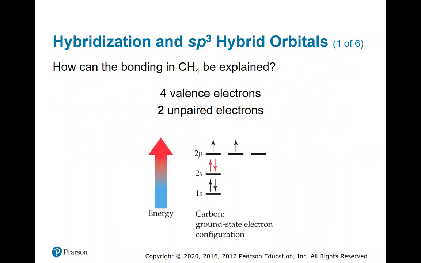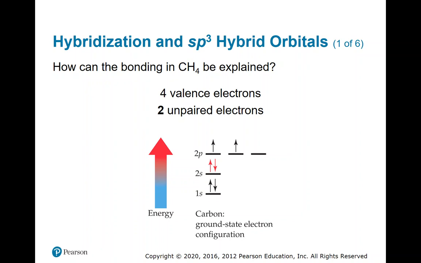So to invoke the bonding in methane, if we look at the electron configuration for carbon, you might notice a problem right away, which is when we've looked at carbon compounds before, and methane in particular, carbon typically forms 4 bonds. Sometimes those might be double bonds, so it's not necessarily always 4 atoms, but in the case of methane, we have 4 carbon-hydrogen single bonds.